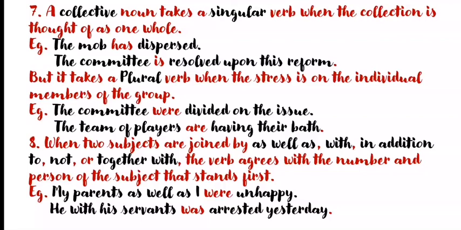When two subjects are joined by as well as, with, in addition to, not, or together with, the verb agrees with the number and person of the subject that stands first. So when these are used, we need to make sure, we need to retain in our mind, that with, as well as, in addition to, not, together with, the verb will always agree with the subject that comes first.